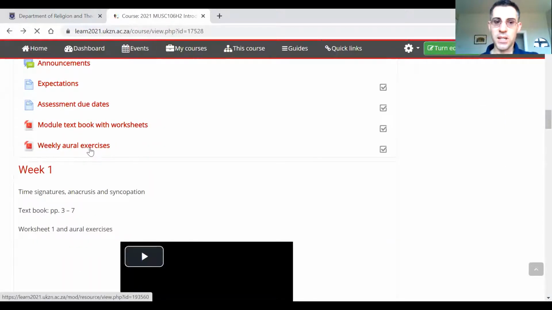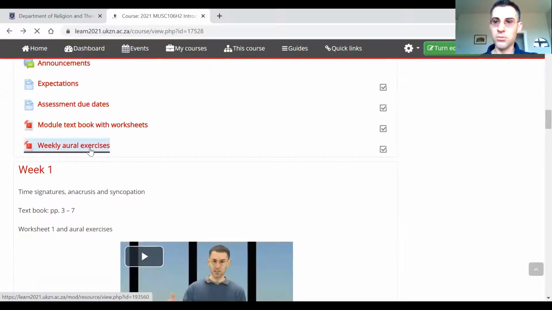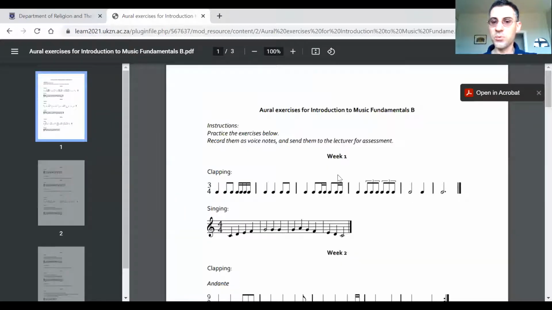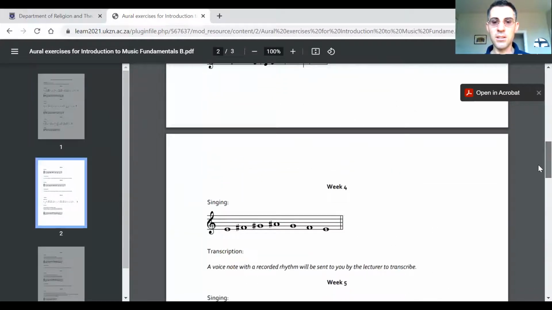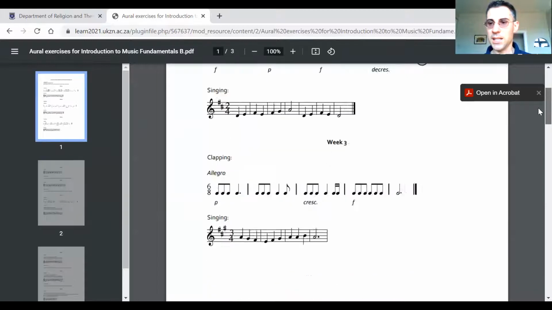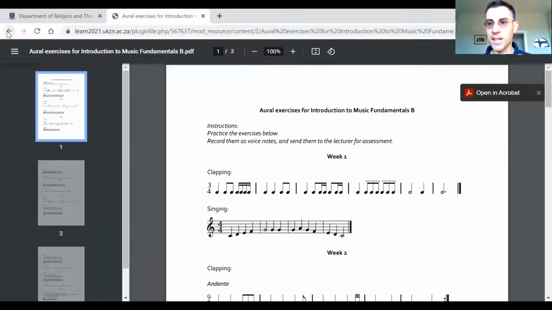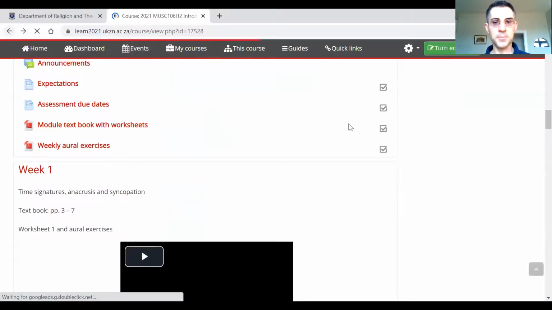Then every week you also will have an oral exercise or 2 oral exercises. Okay, so for this week, you have a clapping exercise and a singing exercise, and that you're going to be dealing with through recording, as you did last semester, a voice note for the clapping and for the singing. We'll look a little bit at that if we have time later on in the class today, and you'll see that for most weeks, there's something for you to do. See, week 2, week 3, week 4, and there'll be transcriptions and things like that. Okay, so that's where you find the oral exercises for each week.